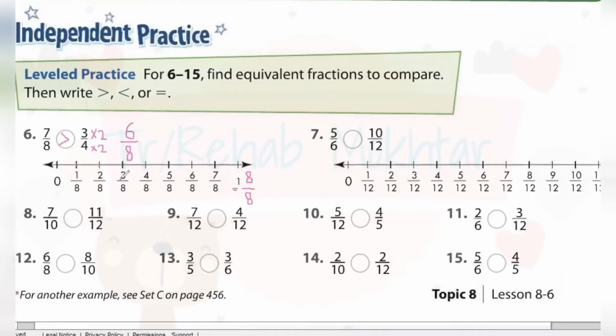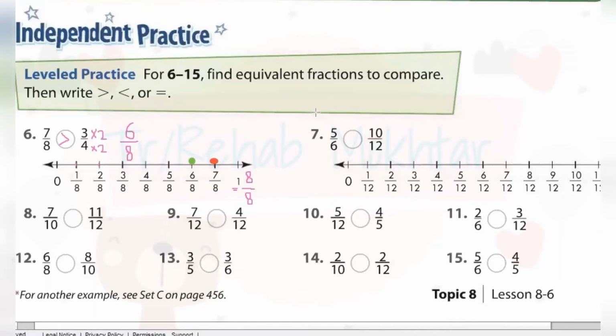So I will put the fractions on the number line. 7 out of 8, this. And here 6 out of 8, this one. Which is greater? The number on the right is greater than the number on the left. So 7 out of 8 is greater than 3 out of 4.